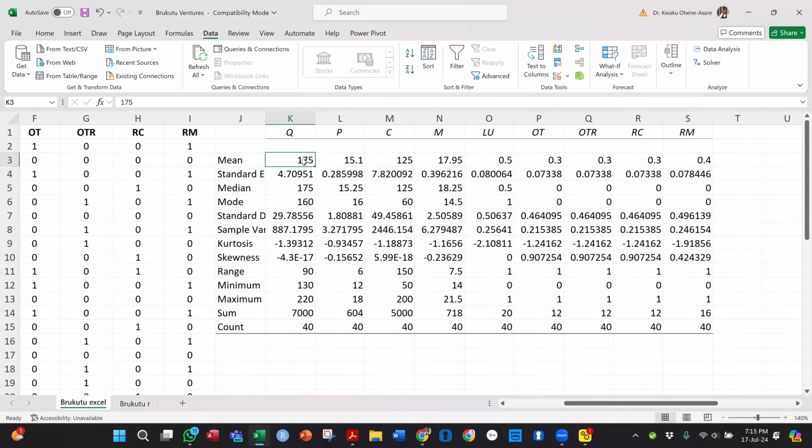So what does this mean? It means that the quantity demanded of gin bitters, the average quantity, the mean quantity was 175. The average price was 15.1. And the average complement price was 125. So you can find the mean. If you want to know the standard deviation for the quantity demanded, it is 29.79. And you can have that.